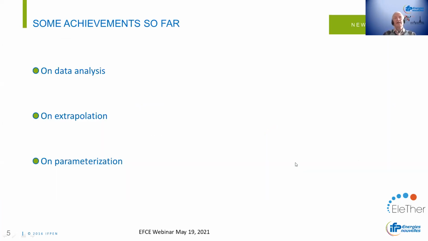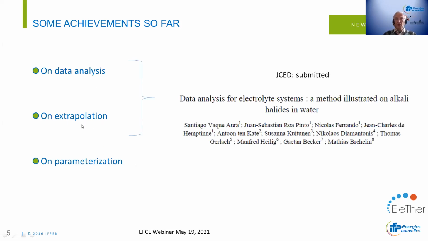So now let's have some words about technical achievements. I will have three points here, essentially focusing on these three steps that I've been mentioning earlier: one on data analysis, one on extrapolation, and one on parameterization. For the first two points, a paper is on its way. It's been submitted. Actually, today it's been accepted. And you will certainly have more information on this soon.